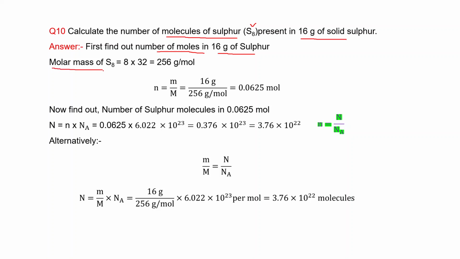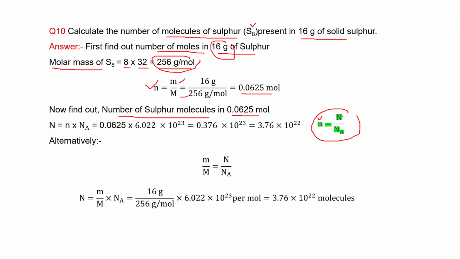That's why the molar mass of S8 is equal to 8 into 32. This is 256 gram per mole. From this value and from this value we can find out the number of moles. Okay, and this is n is equal to m by M. Put the value, this is 0.0625 mole. Now find out the number of sulfur molecules in 0.0625 mole, and this formula we will use.